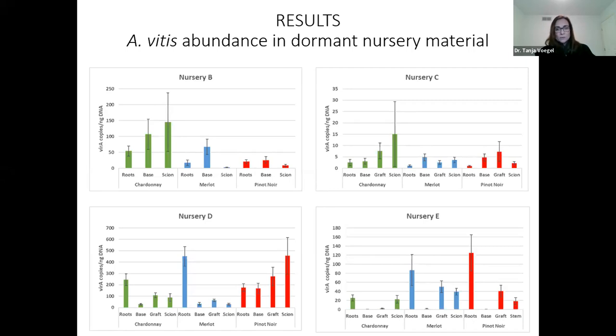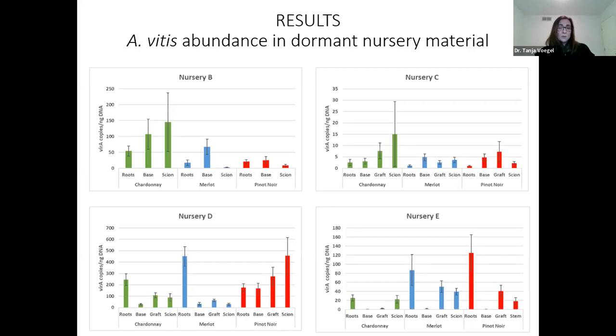Now, if we just look at nurseries B and C, it looks like there is an increase in A. vitis with an increased location on the vine. So it looks like there's less bacteria in the roots, but more bacteria in the scion. That also holds up if we look, for example, at nursery D in the Pinot Noir, but it's not like that in any of the other nurseries or any of the other cultivars. Also in nurseries B and C, it looks like Chardonnay has the highest numbers, but nurseries D and E show that Merlot and Pinot Noir have higher numbers than the Chardonnay. So there is no correlation between cultivar and A. vitis abundance.